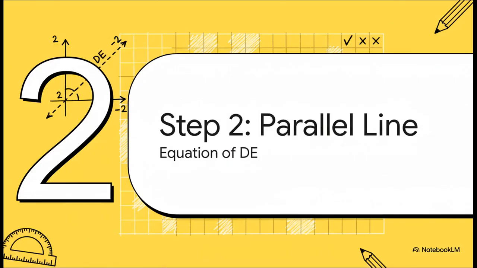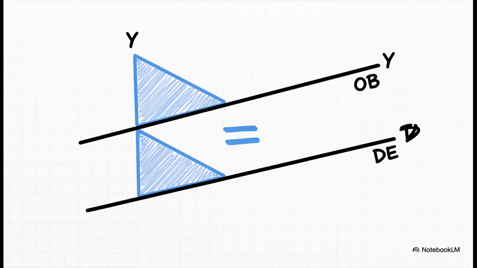Okay, let's move on to step 2. Now that we have our gradient of -2, we can actually use it. The problem throws a parallel line, DE, into the mix, and we're about to figure out its full equation. The question states that the line DE is parallel to OB. So what does that tell us about the gradients? Well, it means they're identical. So we already know the m in y equals mx plus c for the line DE. It has to be -2.